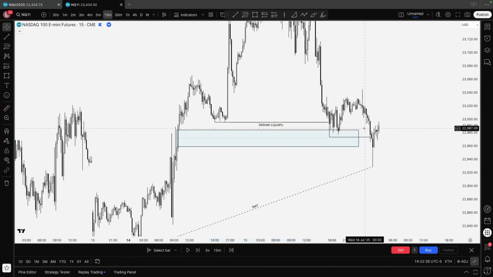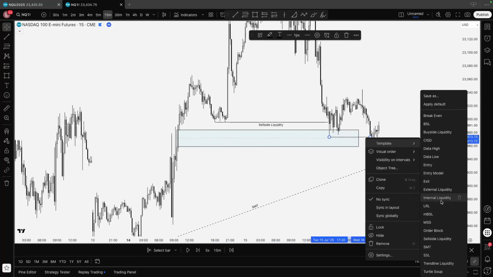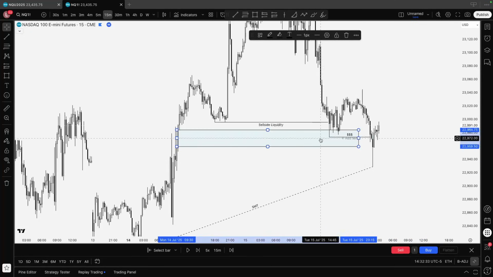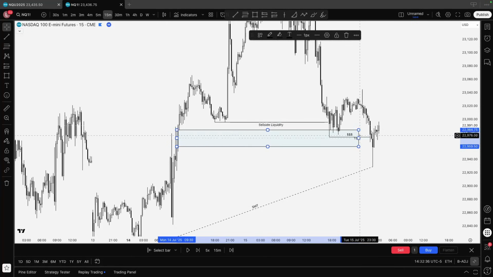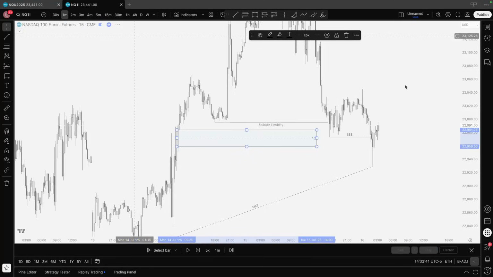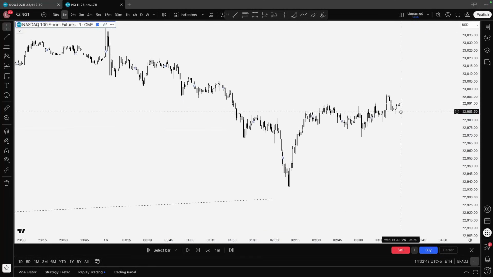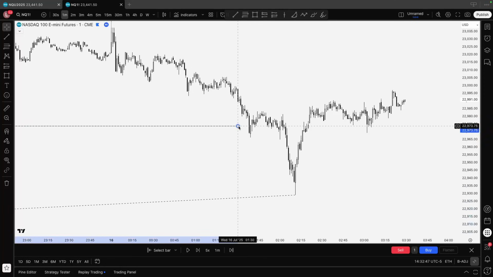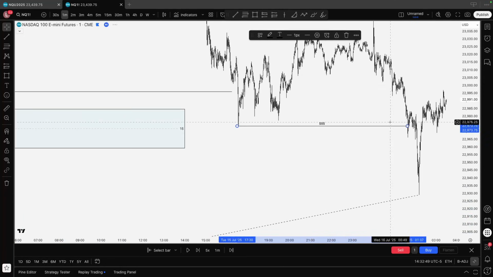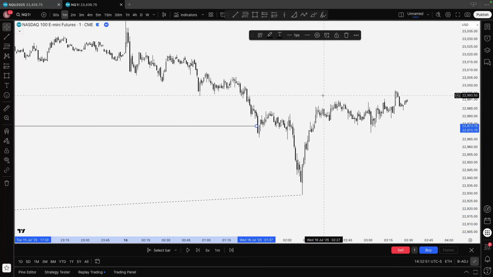You've had your internal liquidity that was taken here. You're delivering out of this 15-minute higher time frame fair value gap. So let's zoom in even further to the 1 minute and see if we have an entry. All right, we're a little late on this one. This is our internal liquidity sweep, the bigger picture time frame.